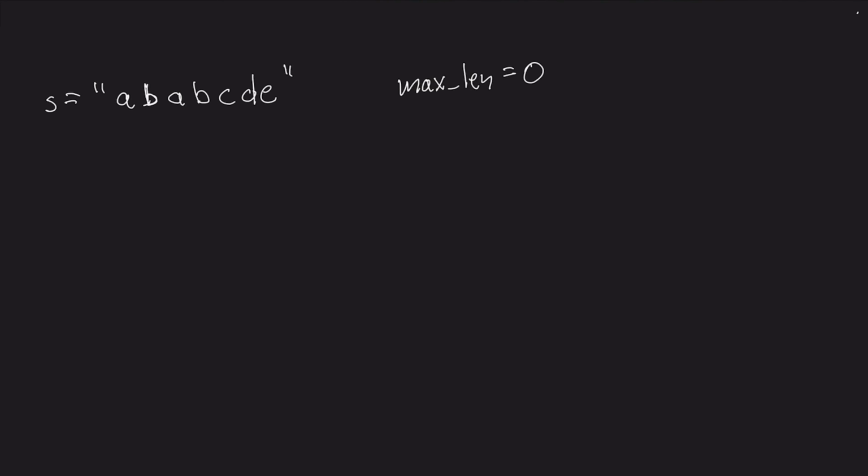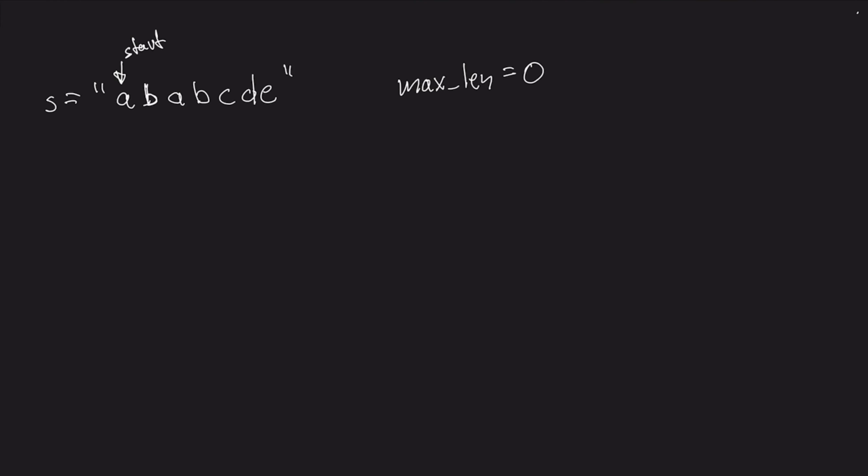The second problem we have to solve is how to generate all substrings of a given string. So given our example string A, B, A, B, C, D, E, we can first generate all the substrings that start from the first character. So let's say we have an index called start, and we can point it to the first letter and generate all the substrings, and then we move it to the next letter and generate all the substrings starting from B, and we move it to the next letter and generate all the substrings starting from A, and so on until we reach the end of the string.